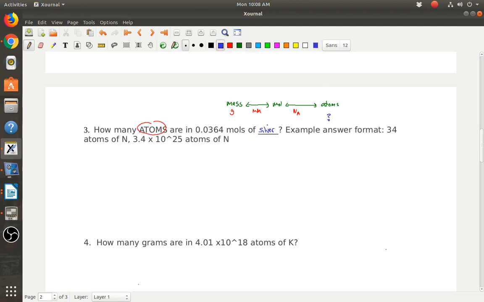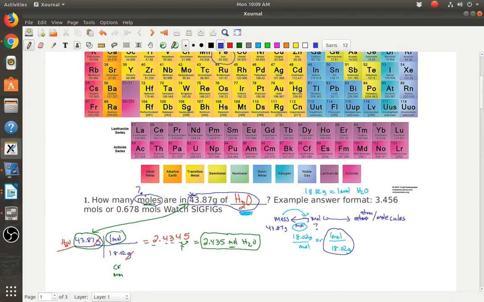Are in this many moles of silver. So we're starting with moles here. We have 0.0364 moles of silver. Well, first of all, I've got to figure out what silver is. So what is silver? I really don't need the mass this time, but I want to make sure you're aware. Let's look at it.